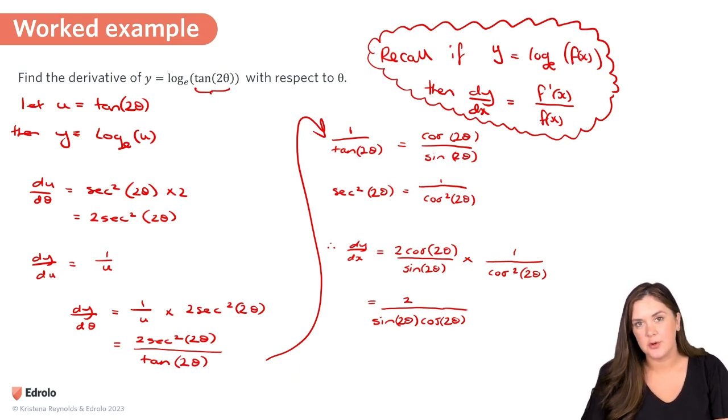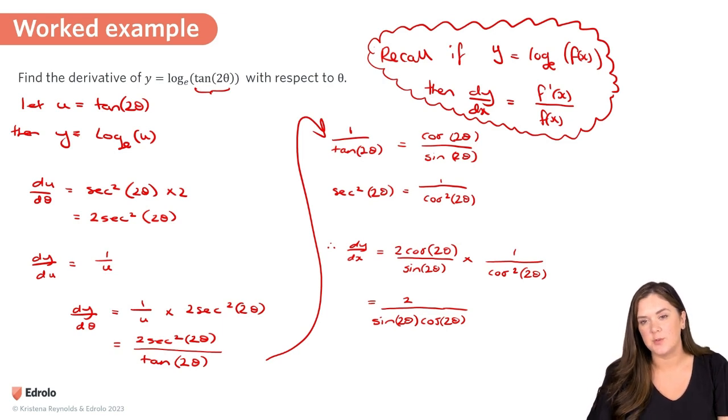So if we have the reciprocal 1 over tan 2 theta, then that is going to equal cos 2 theta over sine 2 theta. And as we saw previously, sec squared 2 theta is the same as 1 over cos squared 2 theta. So using those, we're going to change what our derivative looks like.